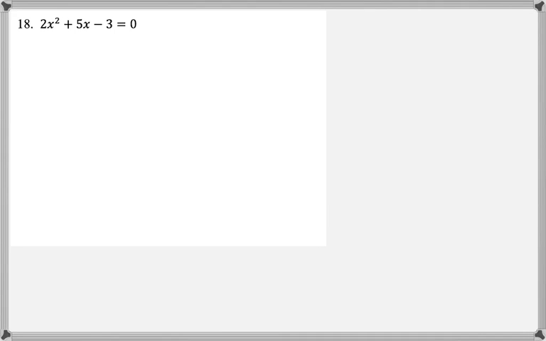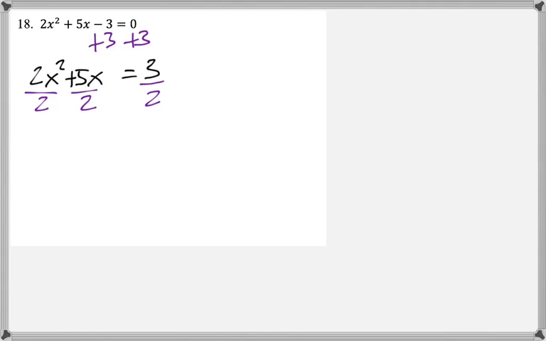I'm using completing the square on question 18. So I want the x squared and x terms on one side and the constant on the other. And you'll notice that we have a coefficient in front of our x squared term. So we want to divide by that because we can't have that when completing the square. So we have x squared plus 5/2 x and then a space is equal to 3/2.